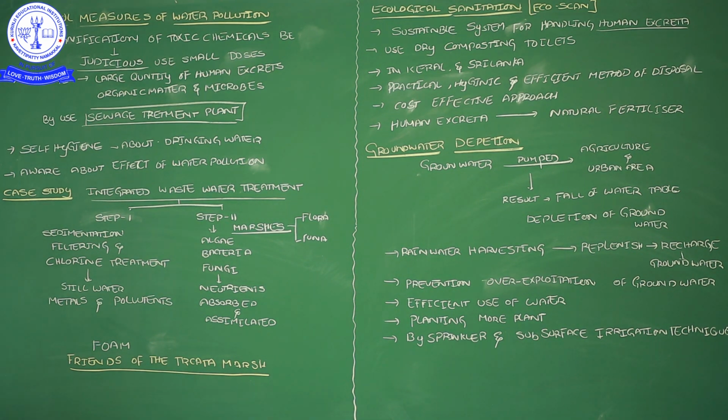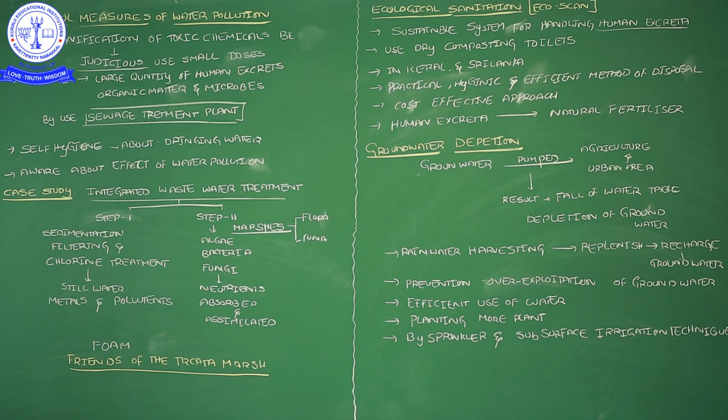What is the use of EcoSan? It is a practical, hygienic and efficient method of disposing of human waste, and it will not create any problem for others. The eco toilet is one part of ecological sanitation. This process costs a little more but is efficient, and it gives good results.